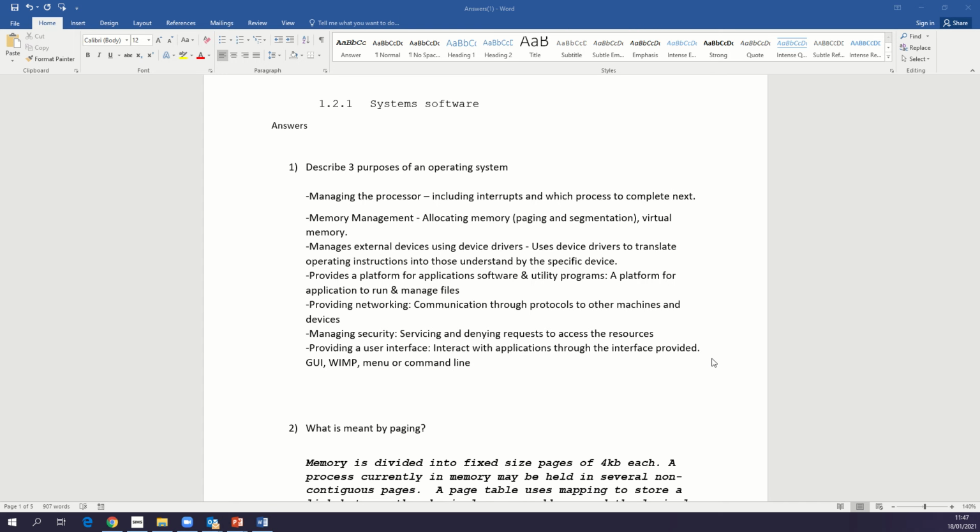One of the biggest things that it does for us is manage security. So it services and denies requests to access our resources as well, and then provides a user interface for us so that we can interact through an interface provided, such as a GUI, a WIMP, or a command line.